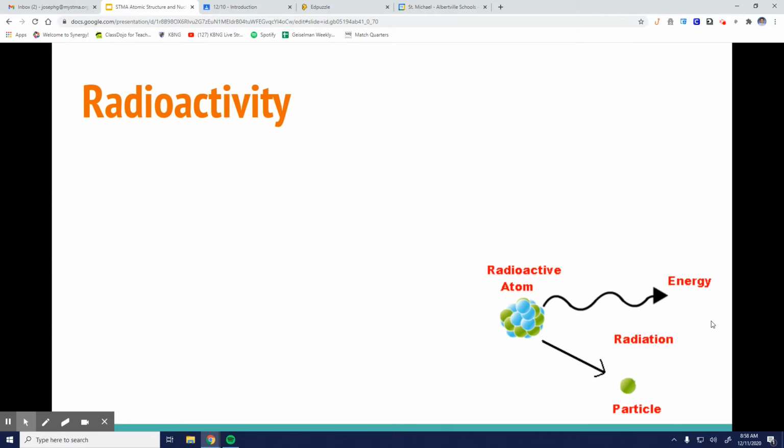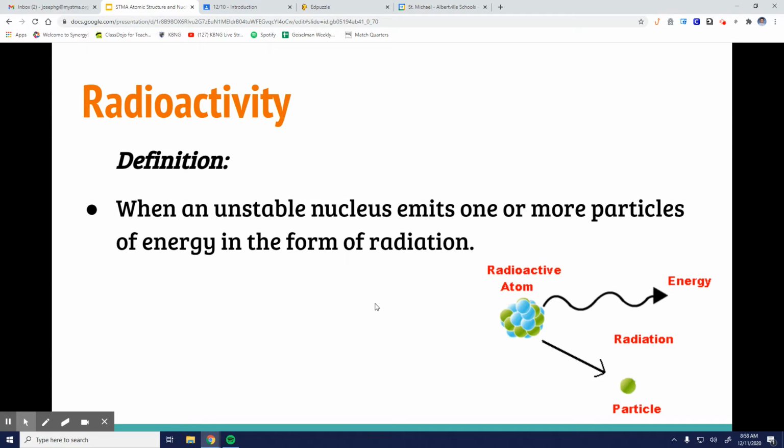So what is radioactivity? Radioactivity, by definition, is when an unstable nucleus emits one or more particles of energy in the form of radiation. Radioactivity will occur when a nucleus is unstable, meaning it's a little bit too big, there's too much energy inside of it, the number of protons to neutrons is off, and it's going to emit radiation. And that can be just energy, or it can actually be a physical particle being shot out of the nucleus of that atom with some of that energy.